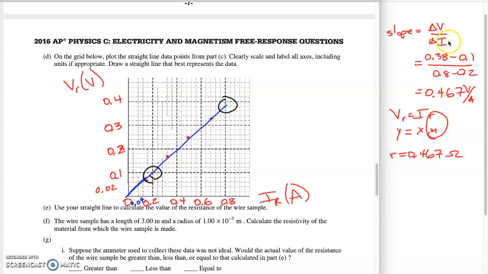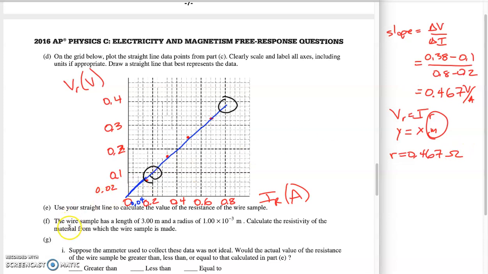Now you need to have calculation of slope using points from the line, not points from the data table. And you need to clearly indicate that the slope and the resistance are the same thing. And of course, you're going to have units on the numerical answer.